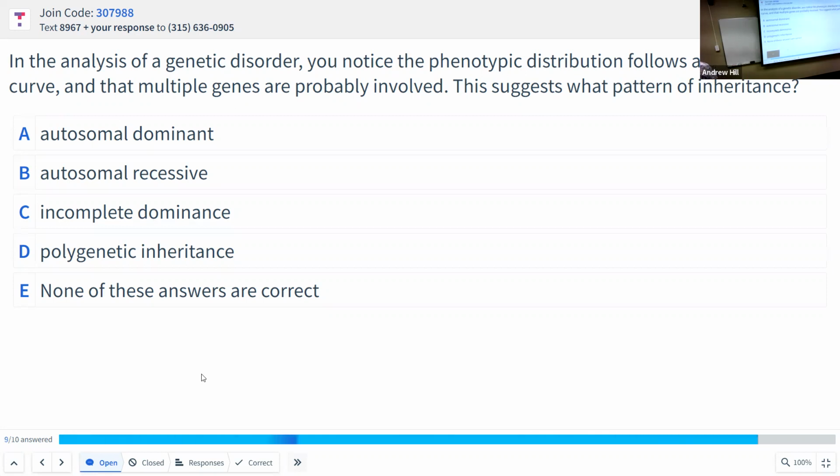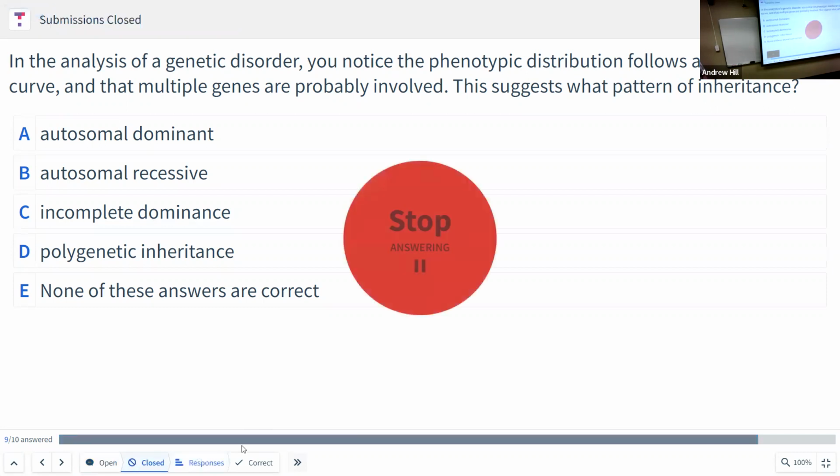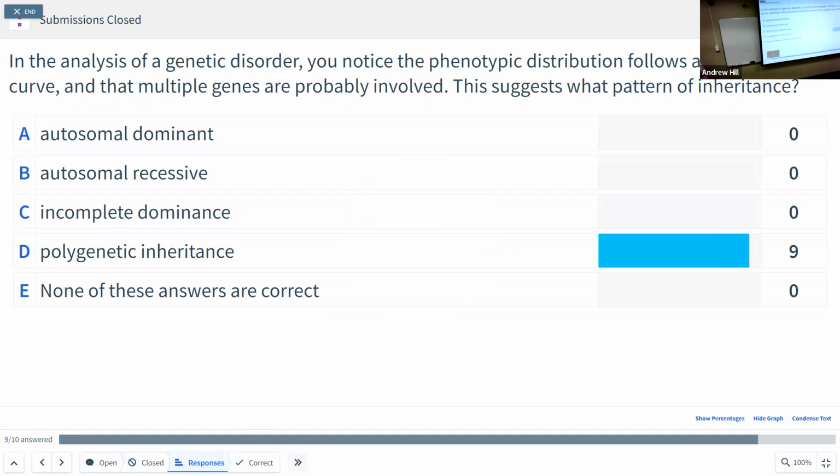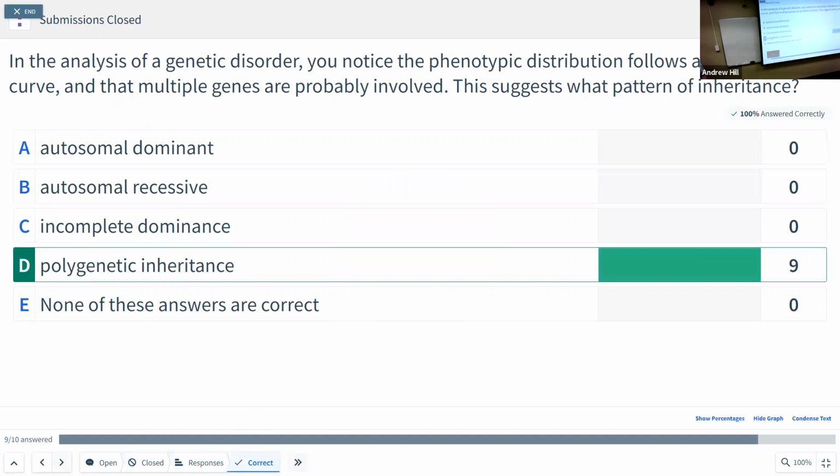Okay, most people got their answer in, so let's take a look here. Yeah, that's correct. So this is an example of polygenic inheritance. In fact, I would say most characters, for example height, are polygenic inheritance. Another one is skin color.